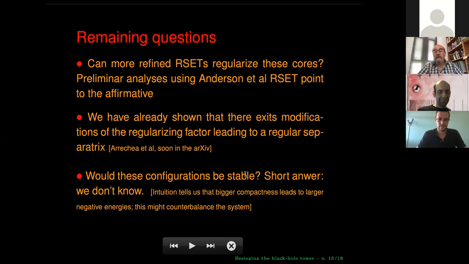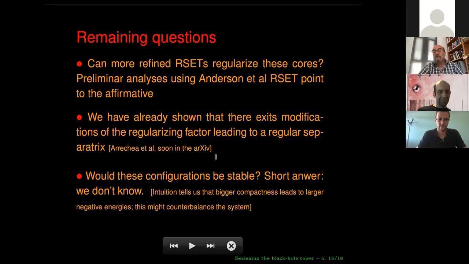So the remaining question is, can more refined versions of the renormalized stress energy tensor, which have a better behavior at R equals 0, regularize this? We have preliminary analysis along these lines, and they point in the affirmative. But we have also already been able to show that by just leaving some freedom to the regularizing function of the Polyakov approximation, you can already find some regular solutions.